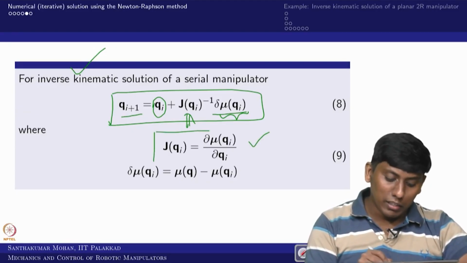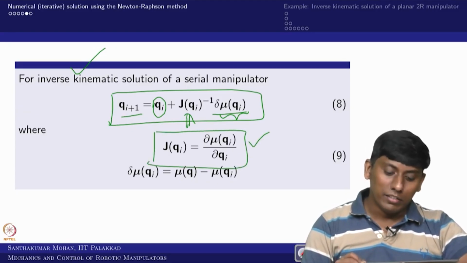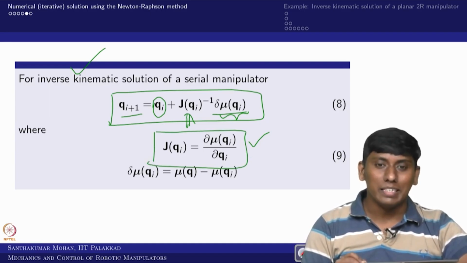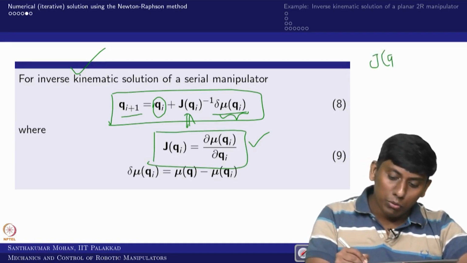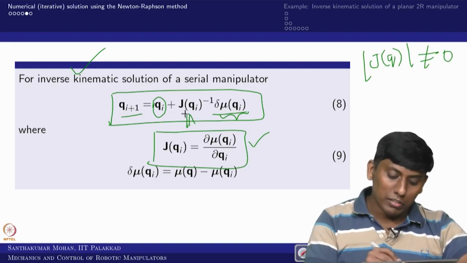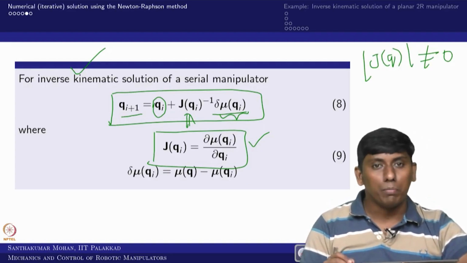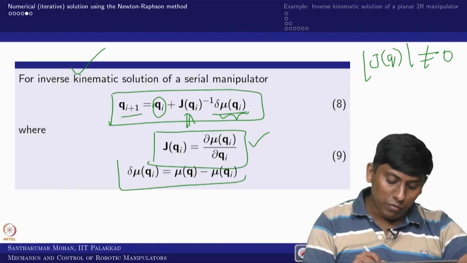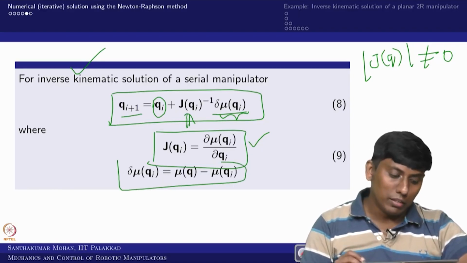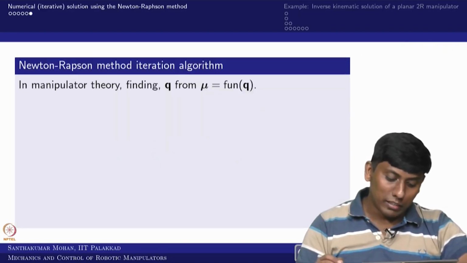So here the only condition is that J should not be singular, in the sense the determinant of J of q should be non-zero. Otherwise what happens, this J of q inverse would not be possible, okay. So that is what we are writing. We will take one simple example in the next slide.